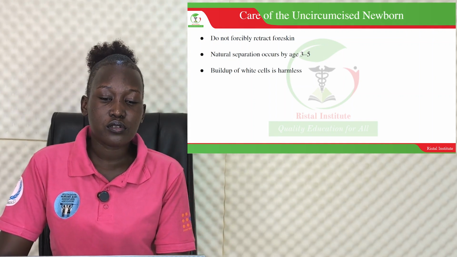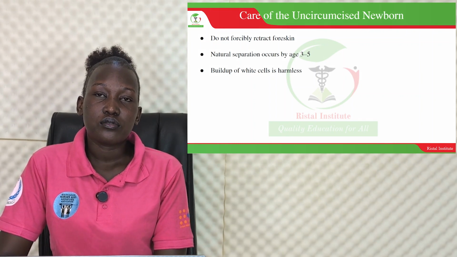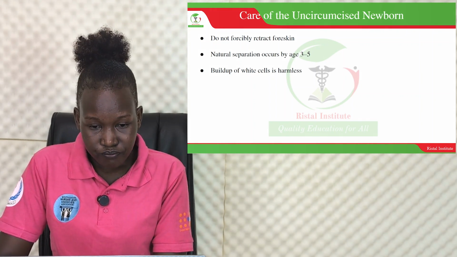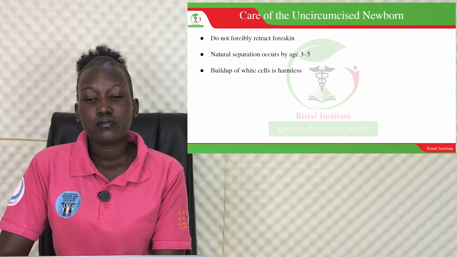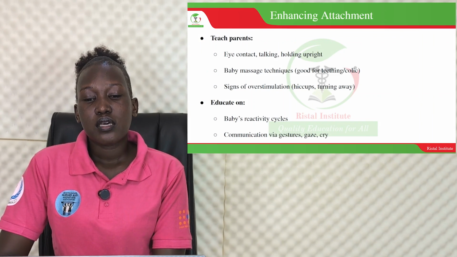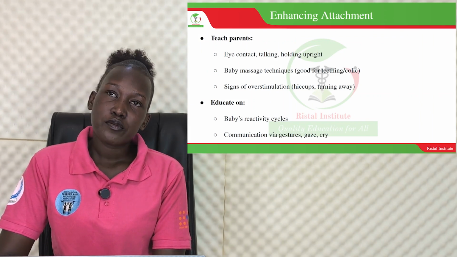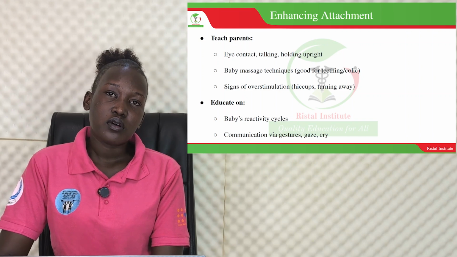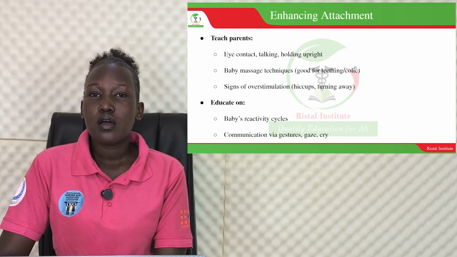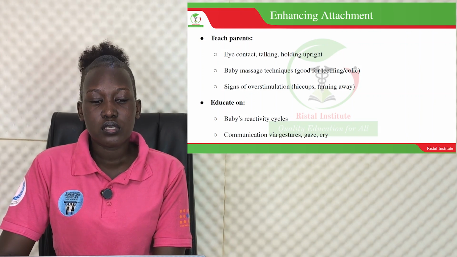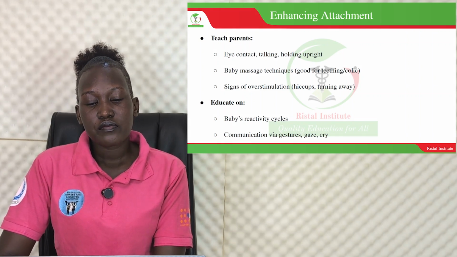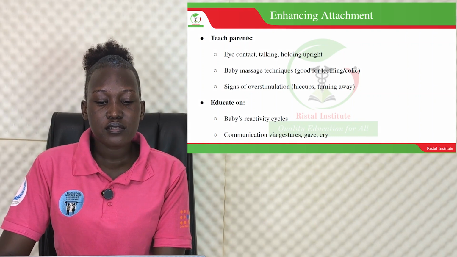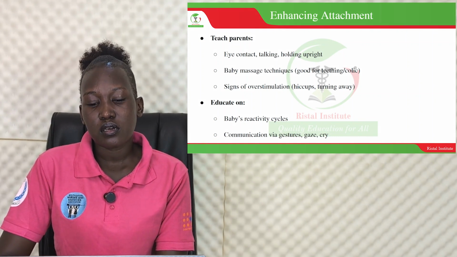Natural separation occurs by 3 to 5 years. Build-up of white cells is harmless. So we look at enhancing of attachments. They're supposed to teach the parents on how to make sure they attach themselves with the newborn. So we already looked at some of them. Educate on babies' reactivity cycles. Communicate via gestures, gaze, and cry.